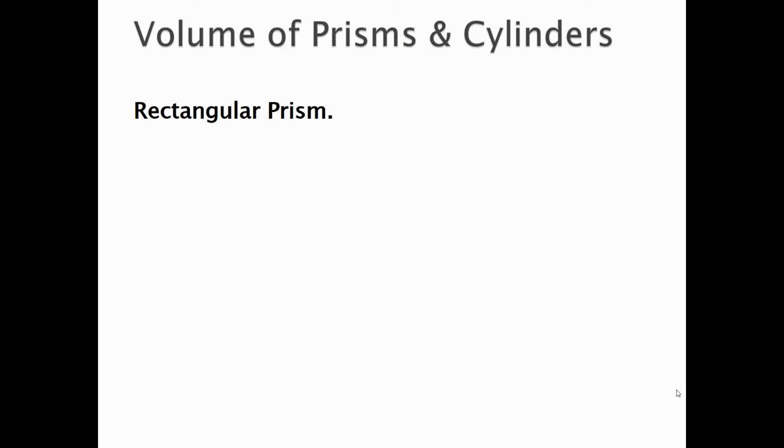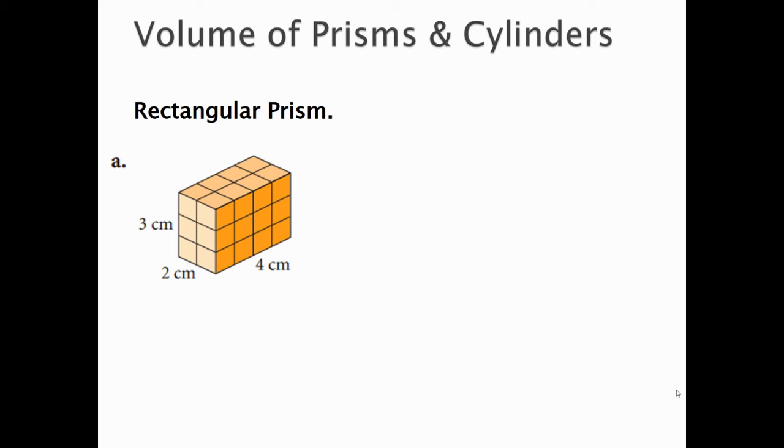So then we have rectangular prism, probably the easiest one. And basic concept, just count all these cubes and you would count up 1, 2, 3, 4, 5, 6, 7, 8, 9, 10, 11, 12, 13, 14, 15, 16, 17, 18, 19, 20, 21, 22, 23, 24. Now, obviously we don't want to do that every time. So there's a shortcut. Take the dimensions and multiply them together in any order you want, and you get that same 24. And then we say cubic centimeters because we multiplied 3 dimensions together.